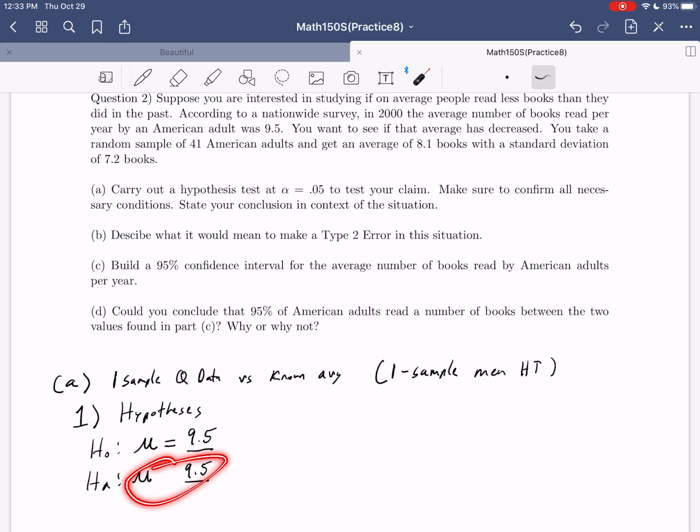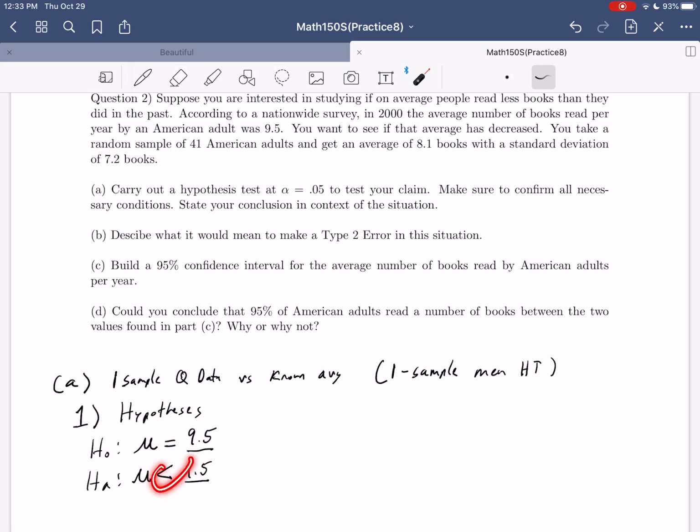All right. What about the inequality? Well, what is our claim? Remember, the alternate hypothesis is always about the claim. Notice that we're saying here, you want to see if that average has decreased. So our alternate should be less than. We're saying that if nothing has changed, the average should still be 9.5, but we're claiming the average has decreased below 9.5.